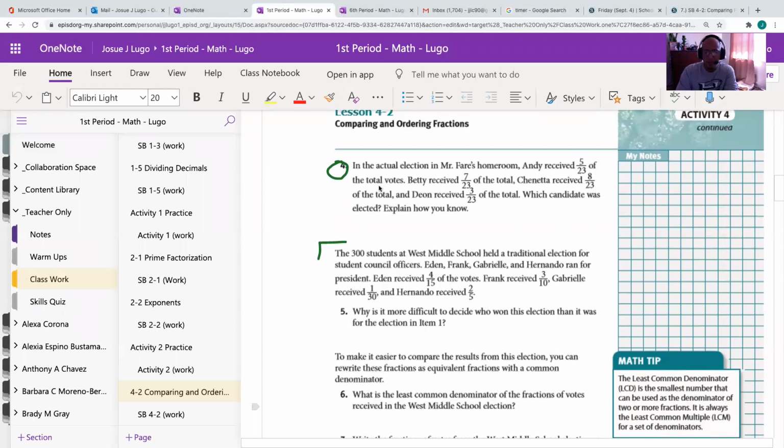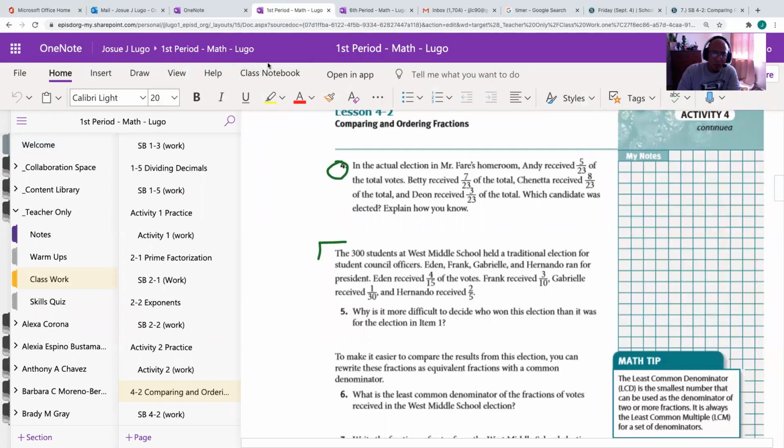All right, and I circled it already. So number 4, let's read it together. In an election, so it's referring to an election that they were doing in the previous problems, in Mr. Fair's homeroom, Andy received 5/23 of the total votes. Betty received 7 out of 23 of the total votes. And Shanetta received 8 out of 23 of the total votes. And Dion received 3 out of 23 of the total. Which candidate was elected? Explain how you know.